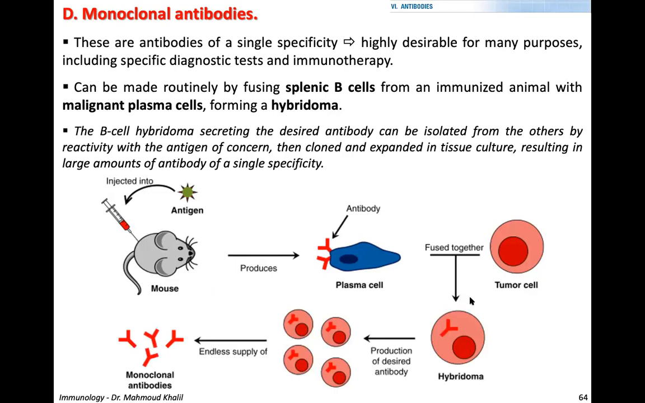So you gain the advantage of the plasma cell, which continuously secretes antibody, and the advantage of the tumor cell, which continuously divides. So you will have a fused cell that has the capacity for continuous division and continuous production of the desired antibody for that specific antigen. And this will give you a monoclonal antibody because it is specific to only one epitope.